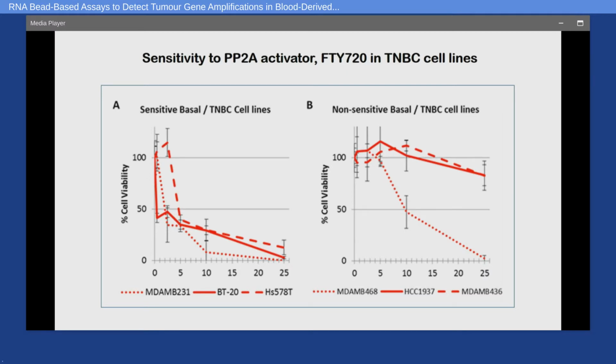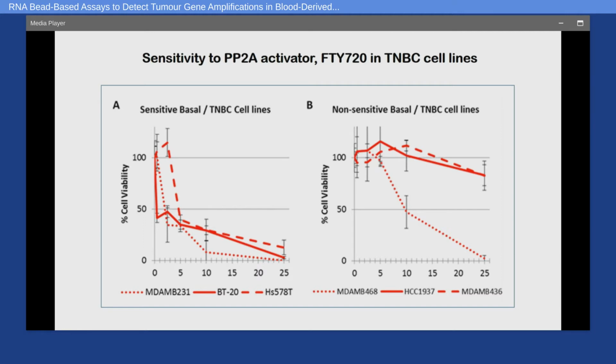So we can see that MDA-MB-231 reaches an IC50 at 1 micromolar, BT20 at very low dosages of 0.1 micromolar, and HS570 at 5 micromolar. And we compared these 2 groups of cell lines using transcriptomic datasets. So we did RNA sequencing experiments to look at differential gene expression between these 2 groups.